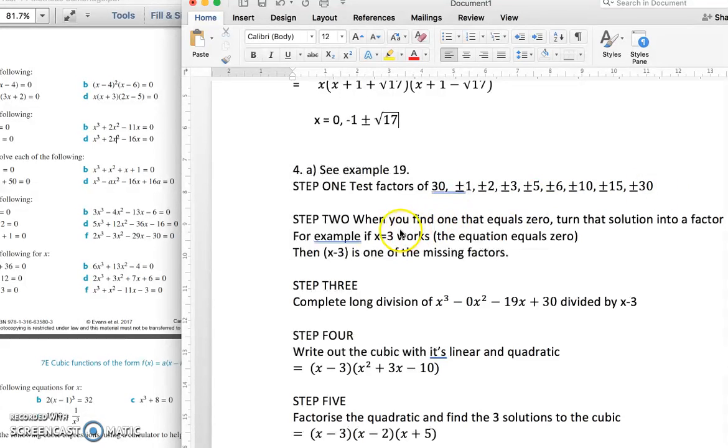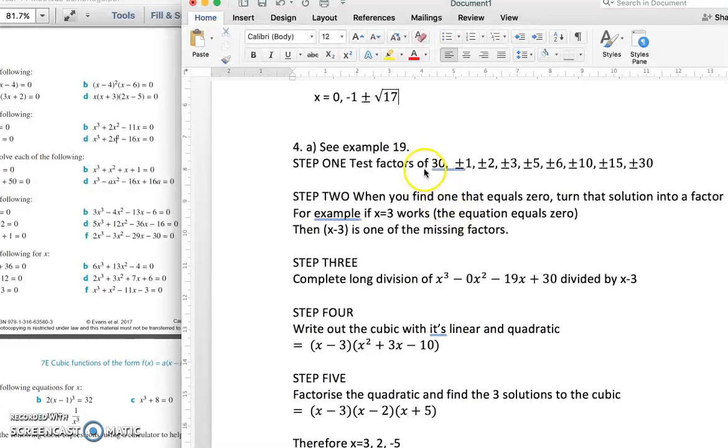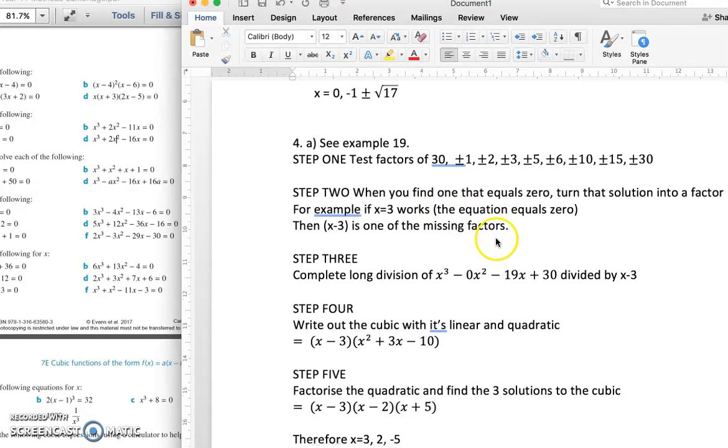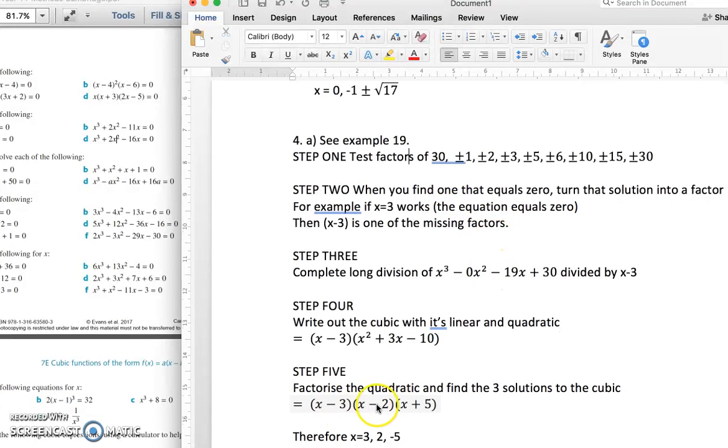Step 2, once you've found one of them that when you've substituted it in, it equals 0, then you know it's a solution. For example, if you substitute in 3 and it works, equals 0, then x take 3 is one of the missing factors of the cubic. So the word factors up here is talking about that constant number. It's just giving us a ballpark of numbers to test. So this section is just how do we find numbers to test. Down here I'm talking about the factors that are in the cubic. So here's the end answer. These are the factors. One of them is x take 3.